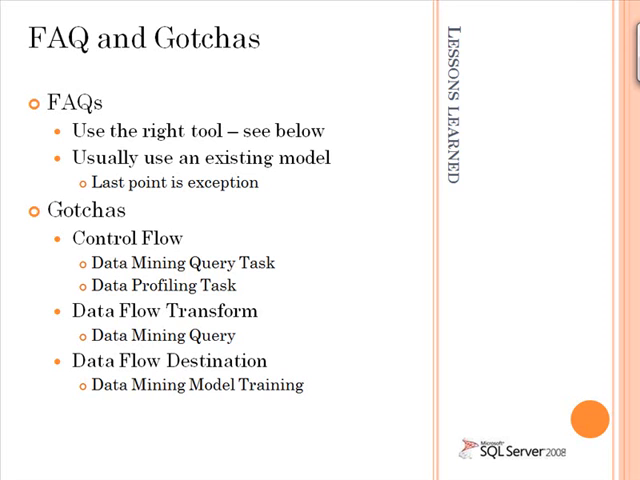In the data flow transform, we have the data mining query to work with, and in data flow destinations we have the data mining model training destination to use as well. So we really have three core objects: the data mining query task, the data mining query transform, and the data mining model training destination. So in the screencast I'll be showing you in SSIS how you access those objects and how you work with them.